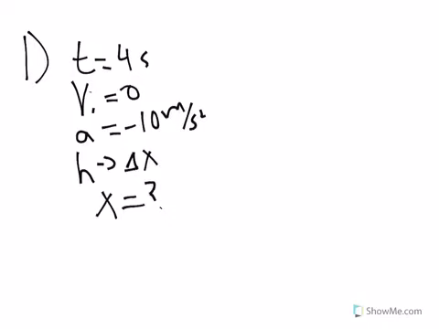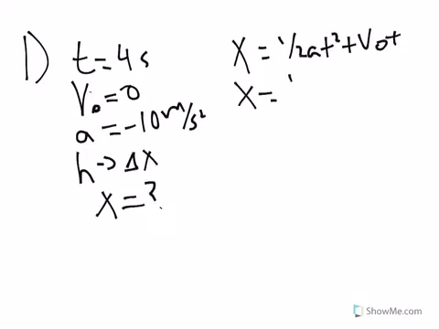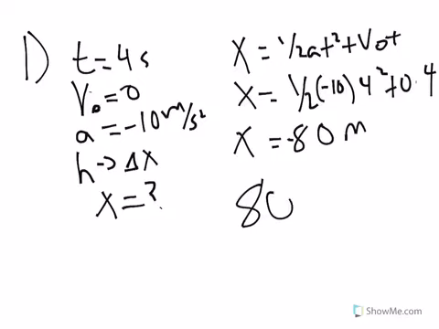Okay, so we've got x, we've got a, we've got v initial. So we're going to use the x equals 1/2 a t squared plus v naught t formula. Forgive me, I used the one that we use in regular physics. It should be v naught t. So we've got x is equal to 1/2 times negative 10 times 4 squared plus 0 times 4, and we end up getting x is equal to 80 meters. It's negative 80 meters because it fell 80 meters, but the height would just be 80 meters.